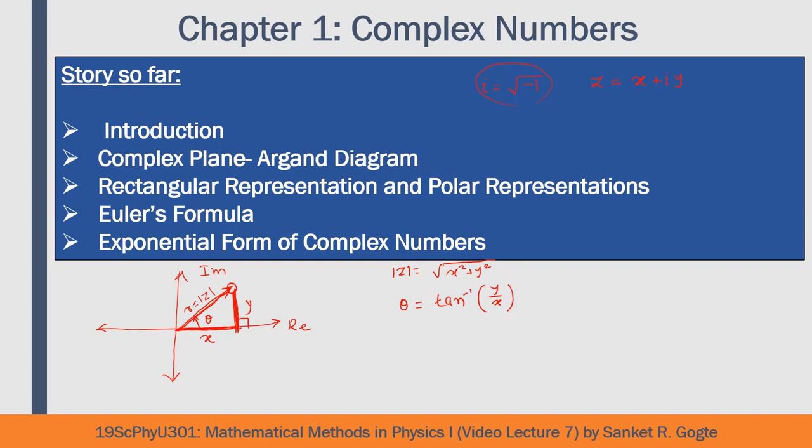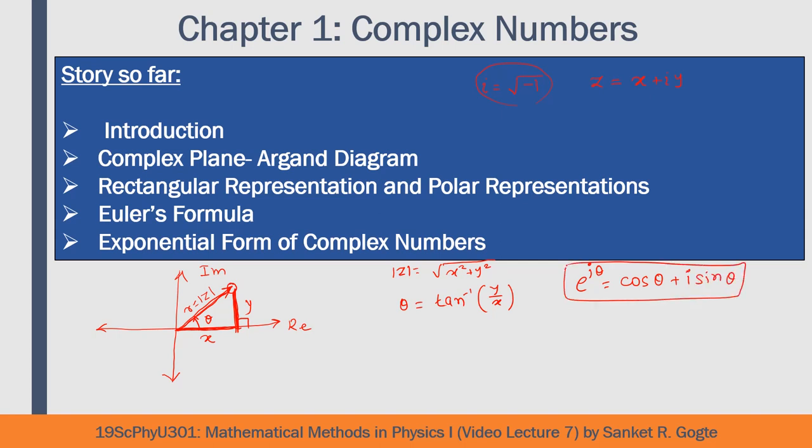For demonstration purposes, I generally consider the complex number in the first quadrant, but it can be straightforwardly extended to all the other three quadrants as well. Then we derived Euler's formula by expanding sine, cosine and exponential functions in Maclaurin series. Euler's formula is e to the power i theta equals cos theta plus i sin theta.